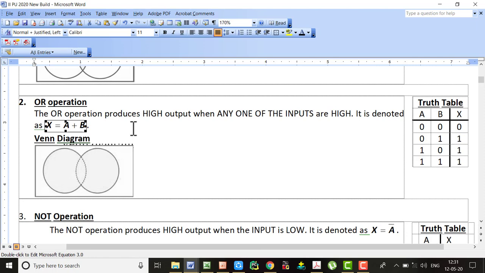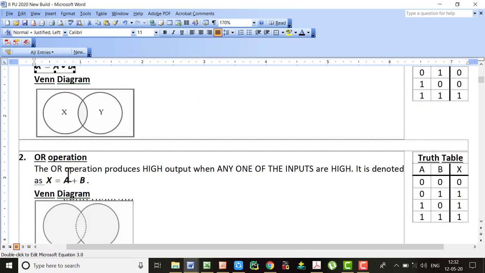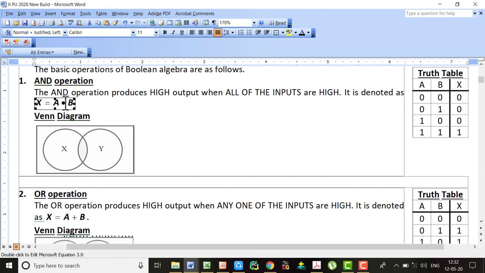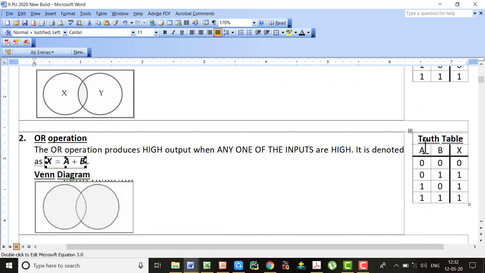You can see that the AND operation is represented as a into b, whereas OR operation is represented as a plus b. That means the AND operation is nothing but Boolean multiplication, whereas OR operation is nothing but Boolean addition. So when Boolean addition is considered, then the truth table for the same is given over here.